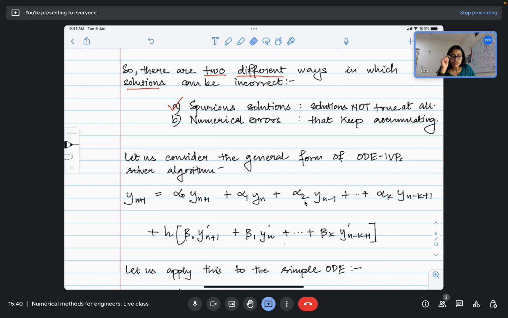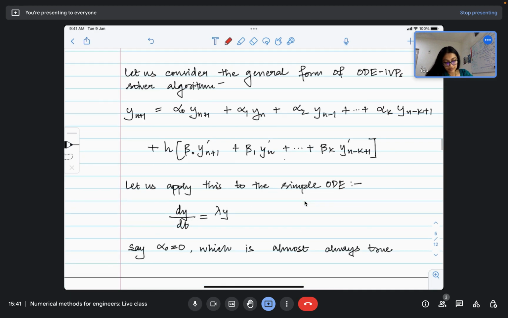Okay. And the second type is when we get numerical errors. So we have the solution, but the solution is not close enough to the true solution. There are some numerical errors that keep accumulating as and when the subsequent guesses are being evaluated. Okay. So in today's class, we are going to focus on what these spurious solutions are and how we understand whether a technique is stable or not based on these spurious solutions. Okay.